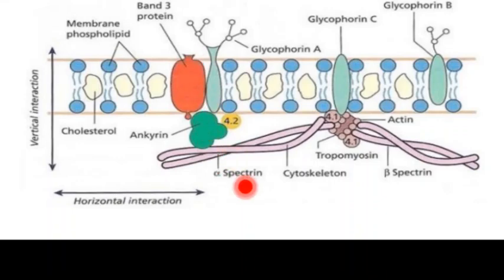The next one is glycophorin. The glycophorin protein consists of three: glycophorin A, glycophorin C, and glycophorin B. You might have heard that glycophorin was the first membrane protein to have its amino acid sequence determined, and it consists of a number of sialic acid residues which are negatively charged.